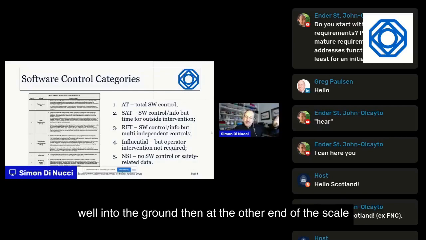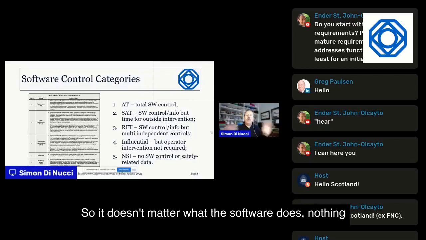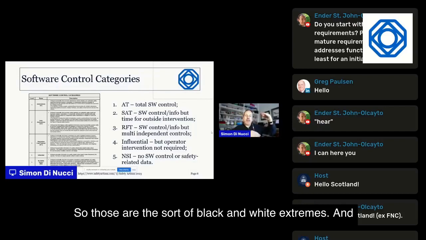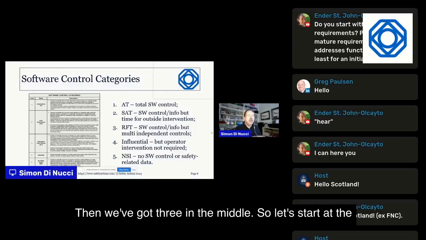Then at the other end of the scale, we've got no safety impact. It doesn't matter what the software does, there can never be a hazard. Those are the black and white extremes, and they're quite easy to work out. Then we've got 3 in the middle.